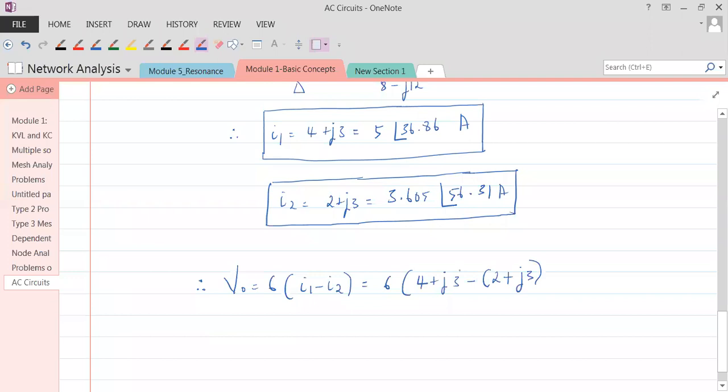We should put a bracket here also. What did I do? Yes, I have to put a bracket here. So anybody with the answer? V naught would be 12 volts with this.